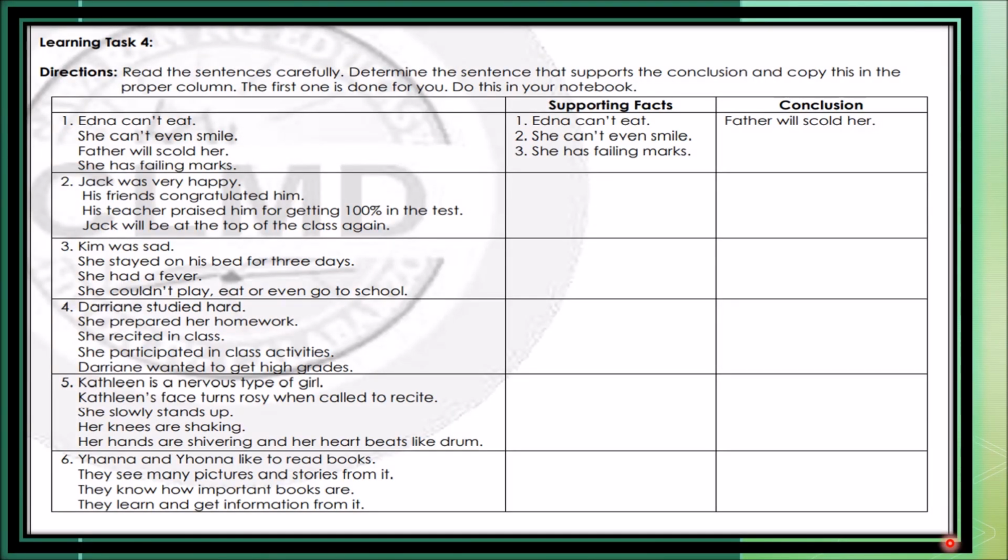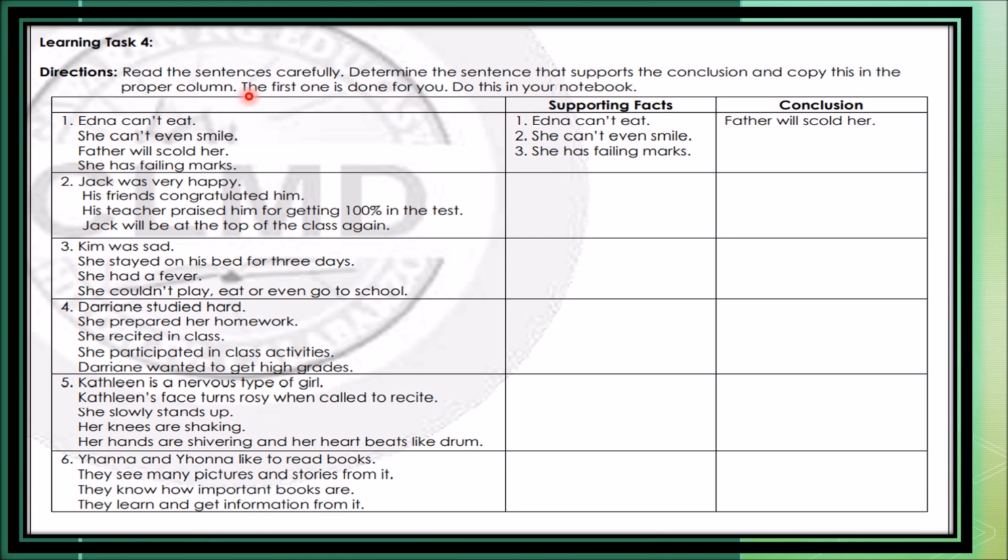For learning task 4, read the sentences carefully, determine the sentence that supports the conclusion, and copy this in the proper column. The first one is done for you. Do this in your notebook. Okay, look at the first one.